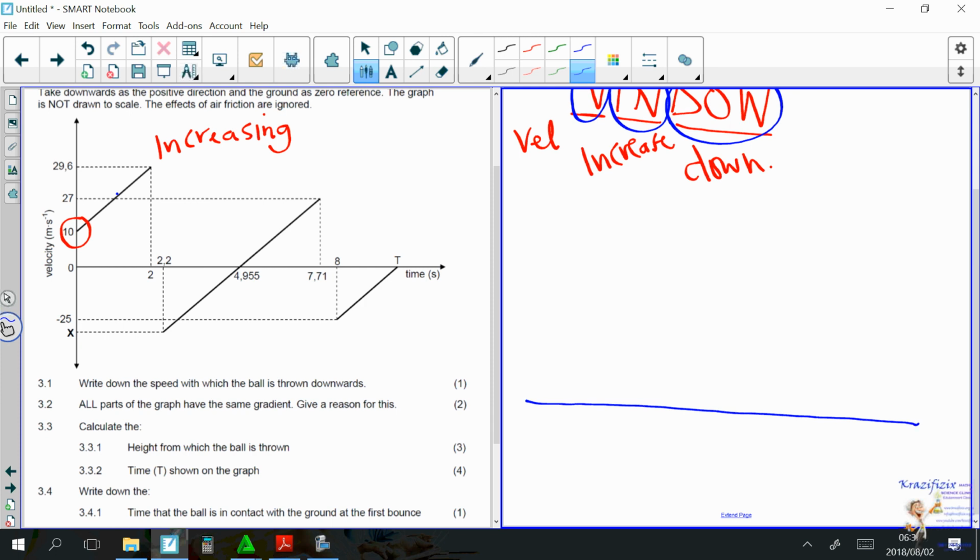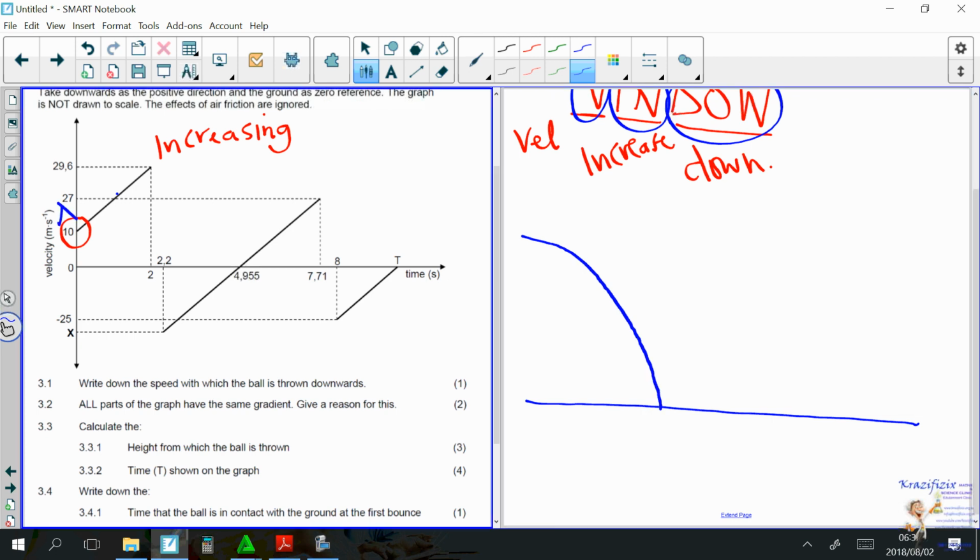Let's draw. That's the ground. The object is moving what? It's thrown downward. So the object is moving down. This question was asked in the multiple choice. Let's label this point A, point B, point C, point D, point E, point F, and point G.